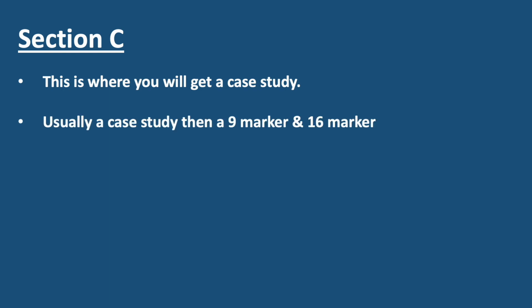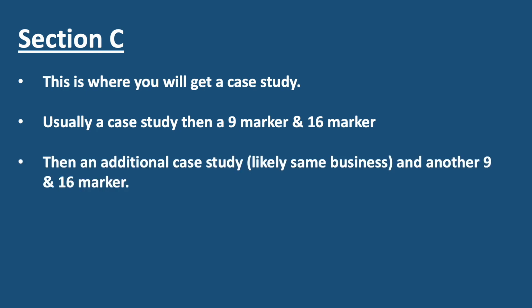Then we have section C. This is the biggest section of the paper, and it's where you'll find the case studies. There's usually a case study with a 9 marker and then a 16 marker, and then an additional case study, probably the same business where something has developed about the business, and then after that second case study, you'll have another 9 marker and another 16 marker.